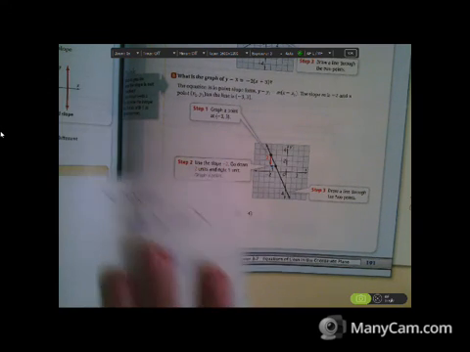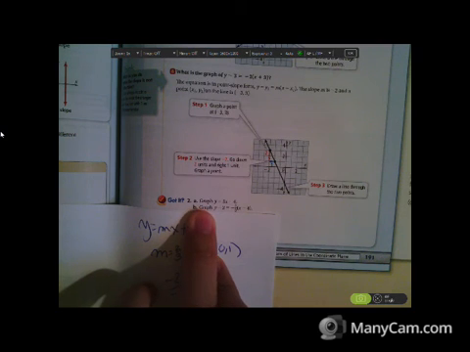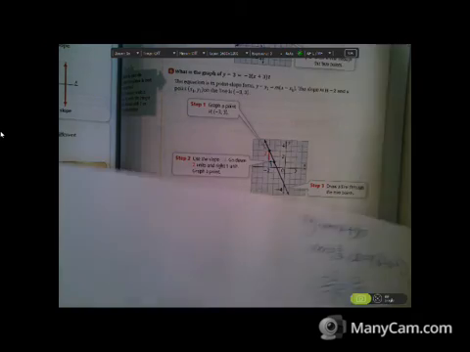Alright, so why don't you try the got it letter B. Only letter B. y minus 2 equals 1/3 times the quantity of x minus 4. Please graph that.